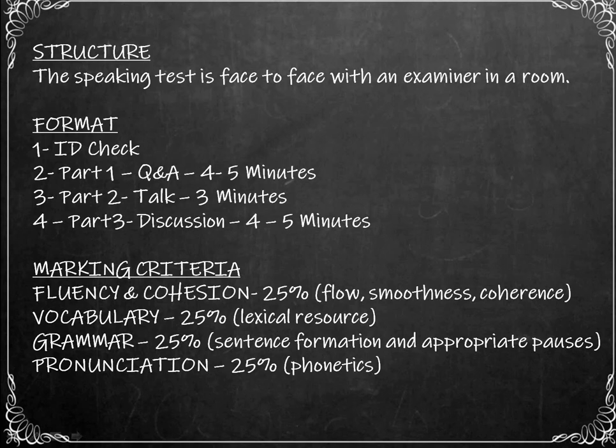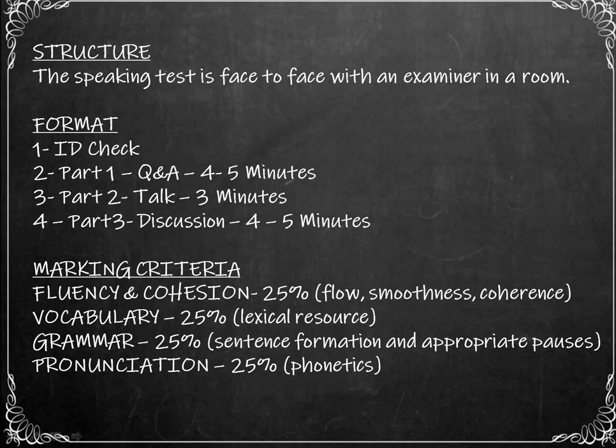So flow is about your ability to keep talking. If you're aiming for a band score 6 and above, this is very, very important. You must show the ability to answer at length rather than just giving short answers. Smoothness relates to how often you break your speech with pauses, hesitations, self-corrections, and silences. All of this interrupts the flow and stops the smoothness of your speech.